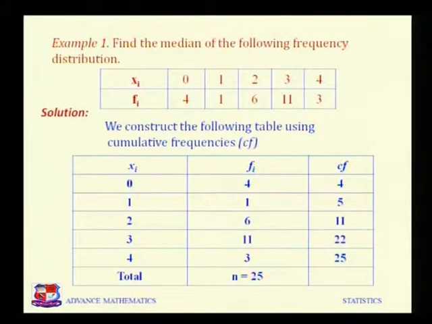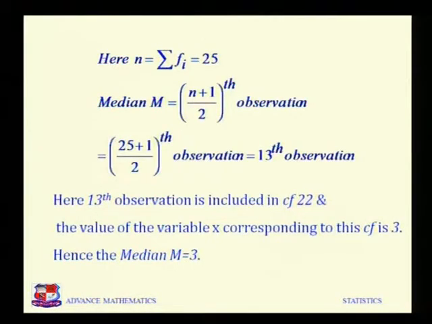अब 13th observation ये check करना होता है कि कहाँ पे आ रही है. तो हम CF देखेंगे. First four observations CF 4 तक आएंगी, फिर 5th तक CF 5 तक, फिर 11 observations 11 तक, and 11 से 22 तक xi की value तब 3 होगी, तब हमारी CF देखना है हमें. जो हमारा ये 13 answer आया है, 13th observation हमें check करनी है कि ये कौन सी cumulative frequency में include होती है.